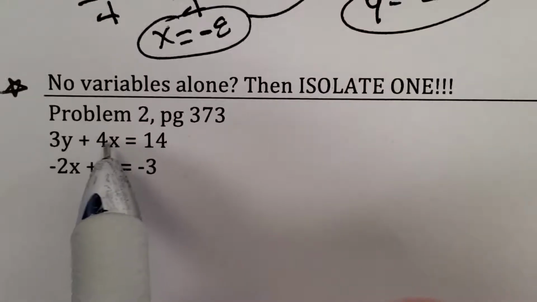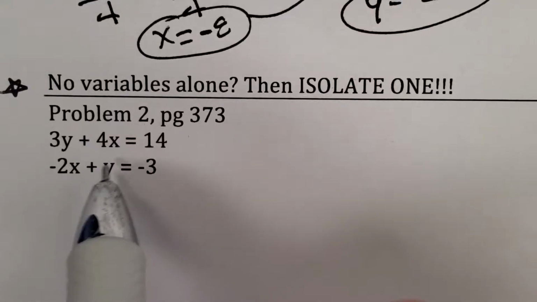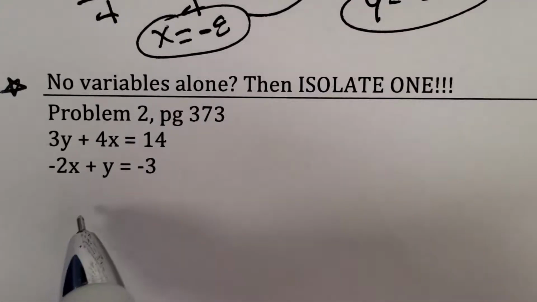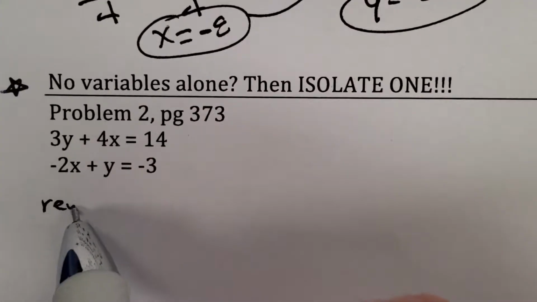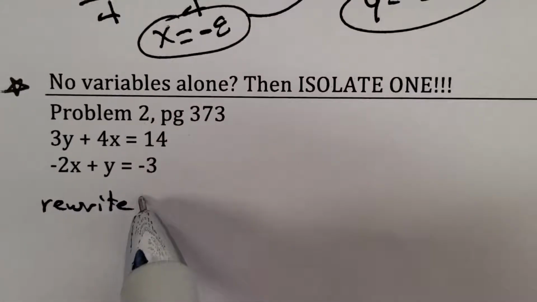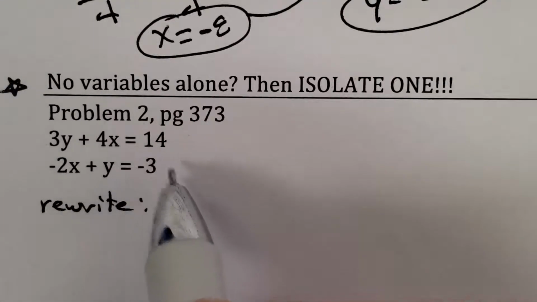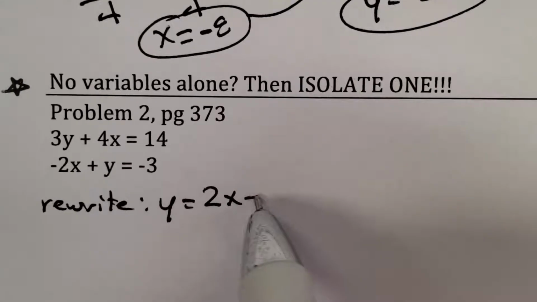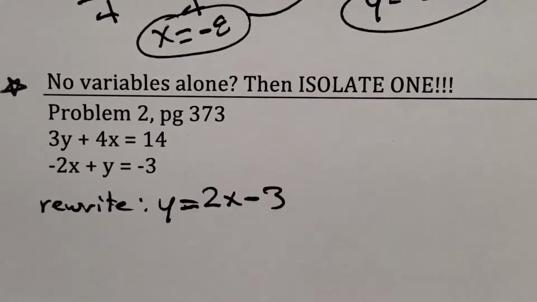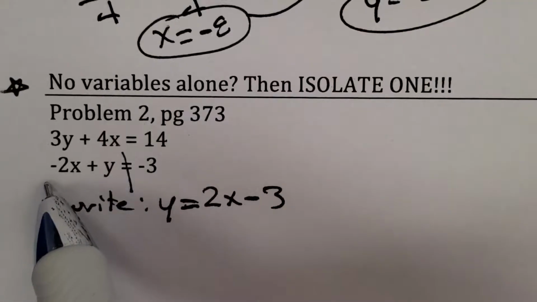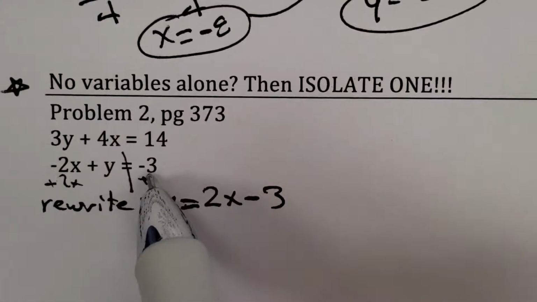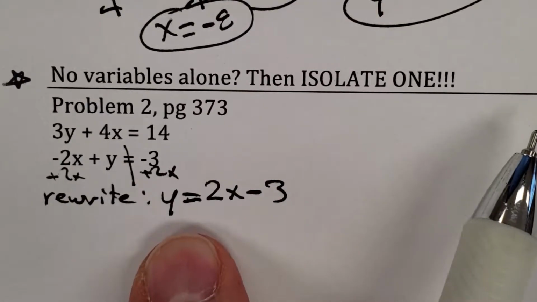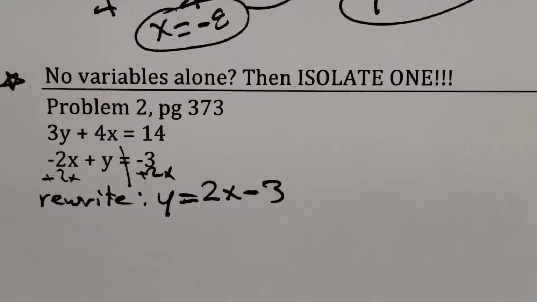So there's a 3y, there's a 4x, there's a negative 2x, and there's a lone y. This y is almost all by itself. A little rewrite, watch this. Sometimes the rewrite is the hardest part. If I move this negative 2x over here, it would become y equals a positive 2x minus 3. How did I do that? Basically, I just add 2x to both sides. Now y is isolated.